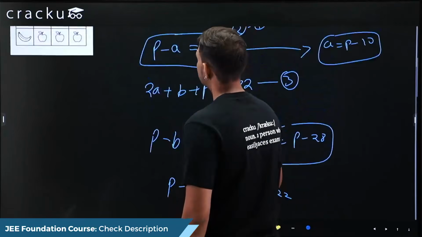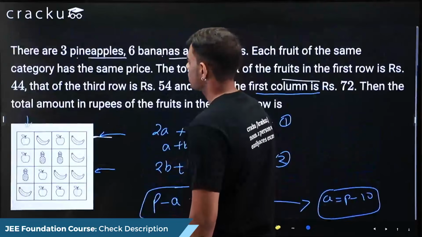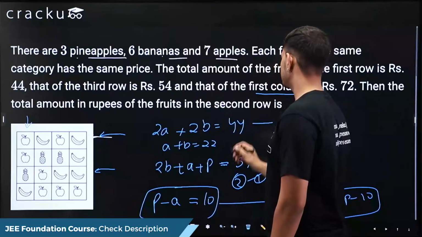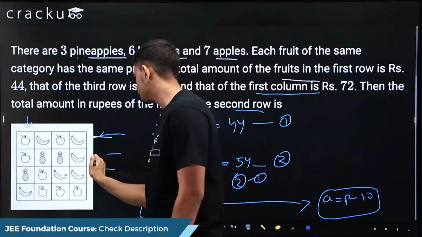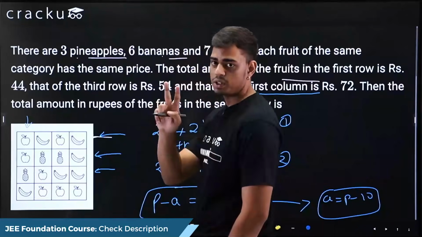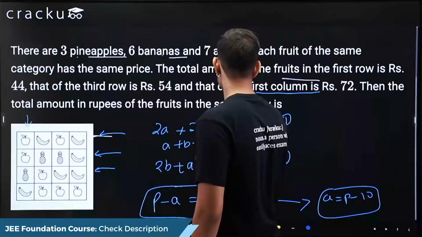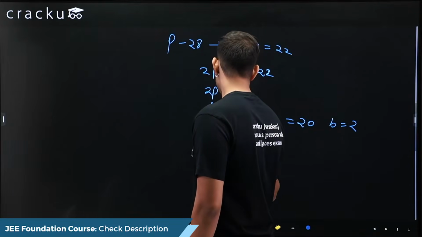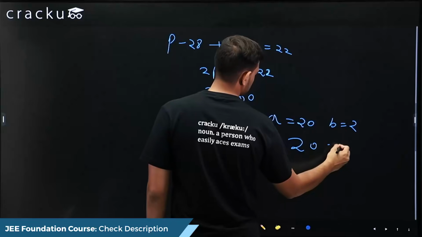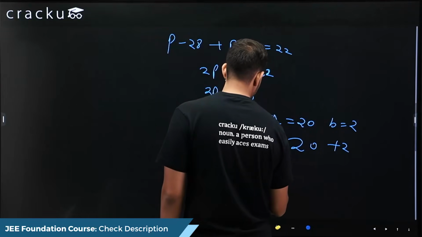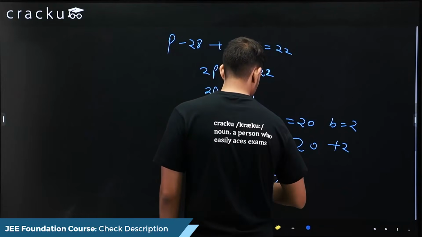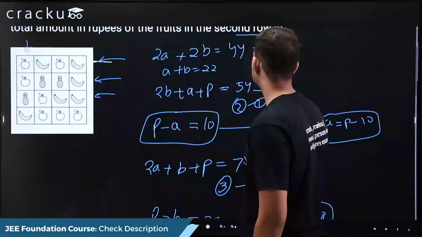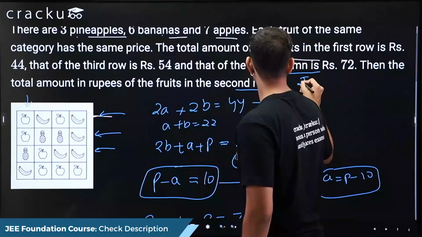Now we are asked the total amount in rupees of the fruits in the second row. What is the second row? This one. We have 2 pineapples, 1 apple and 1 banana. 2 pineapples, that is 2P, 60, 1 apple, that is 20, 1 banana, that is 2. Total amount is 82. So the answer for this question will be rupees 82.